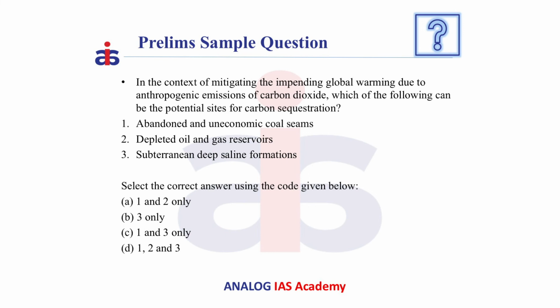The answer is D, 1, 2 and 3, because sometimes carbon dioxide is injected into declining oil fields to increase oil recovery. Also, the coal seams and saline formations can act as storage sites. So the answer is D, 1, 2 and 3 only.